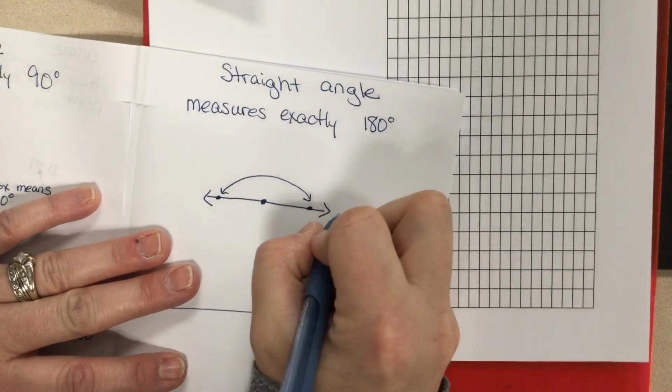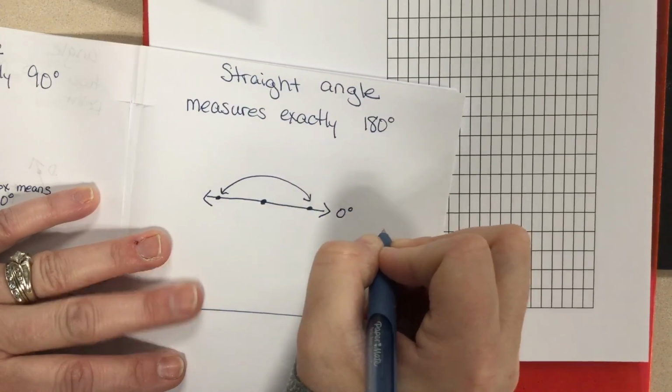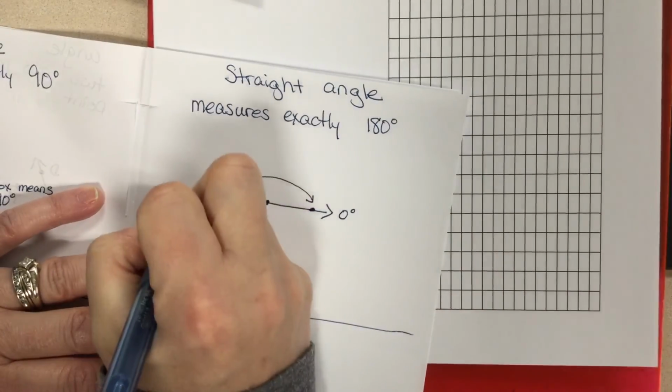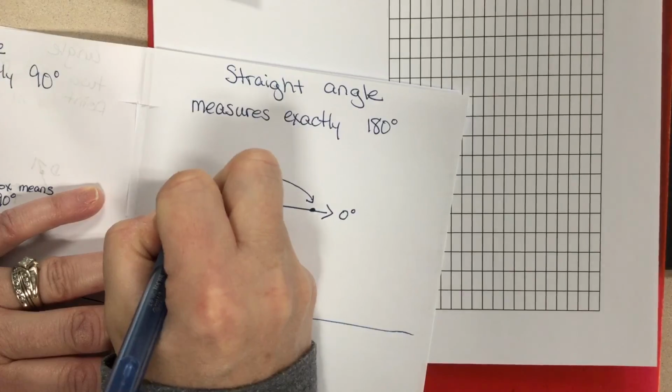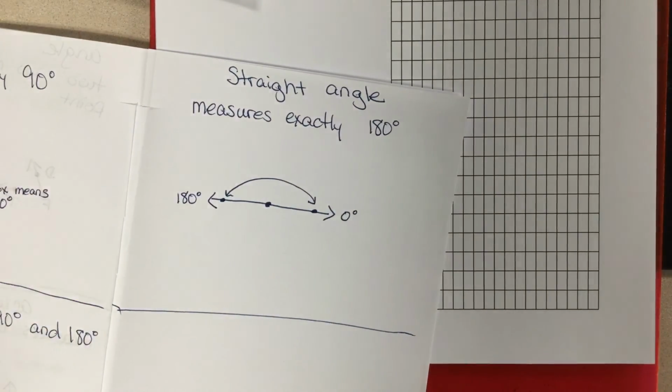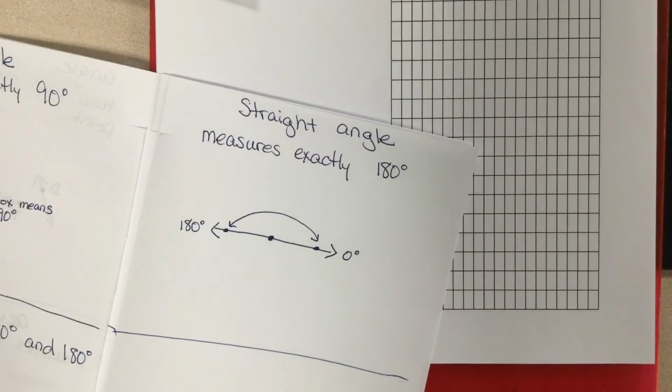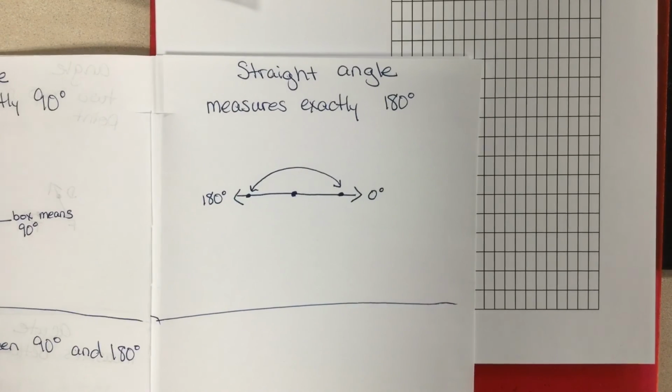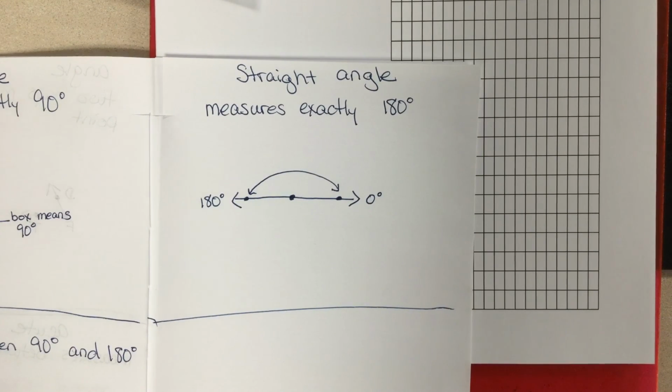So when you lay your protractor down, you'll see that this is 0 degrees, and then straight across, you'll see that's 180 degrees. Now, where do those numbers come from? It comes from a complete circle. If I do a complete circle, that's 360 degrees. 180 plus 180 is 360 degrees. Have you ever done a perfect circle? Yep.